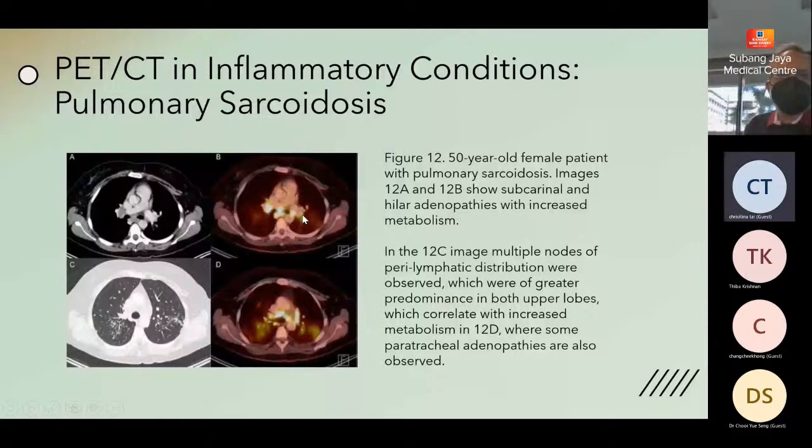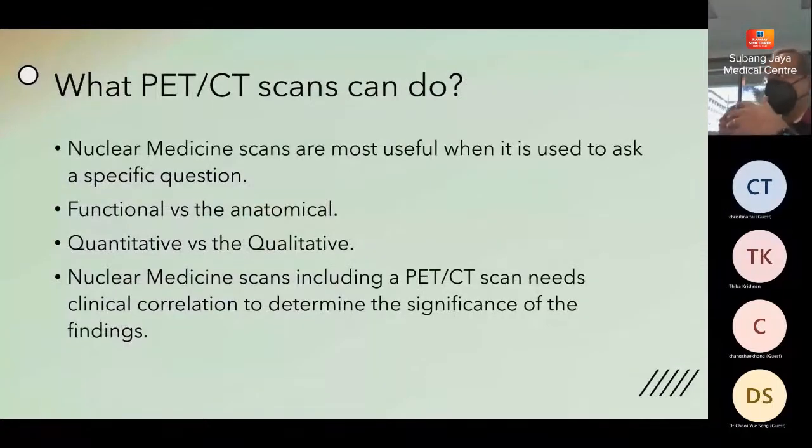So what can PET scans do? Now, they are most useful when used to ask a specific question. Quite a number of times when you order a scan, you are doing something general, like a patient with loss of weight. Sometimes you catch something, but sometimes you may not. In PET scans, because we are looking at functional things, we need to ask a very specific question.